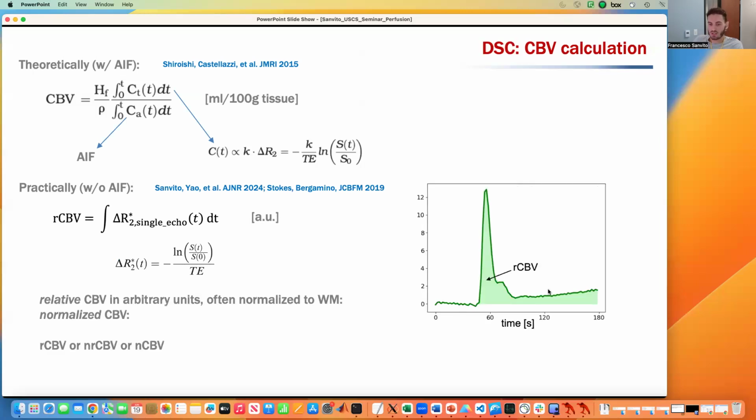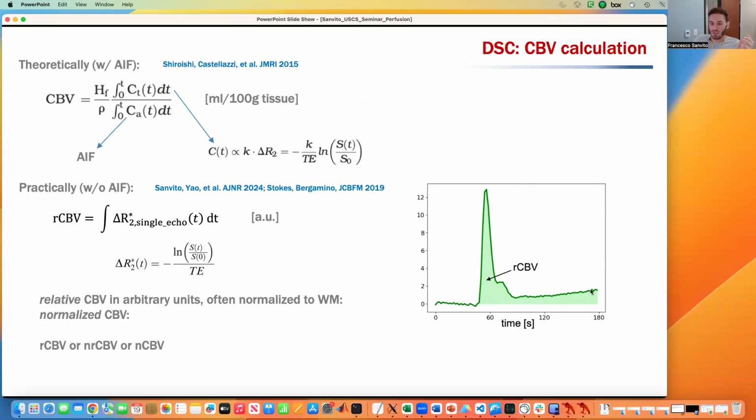If we look at this RCBV calculated from a delta R2 star over time curve, we can see that the RCBV measure is going to be probably around 100 something, let's say 120, right? Because at any given time it's 12, then it's 10, then it's 6, then it's 4, whatever.